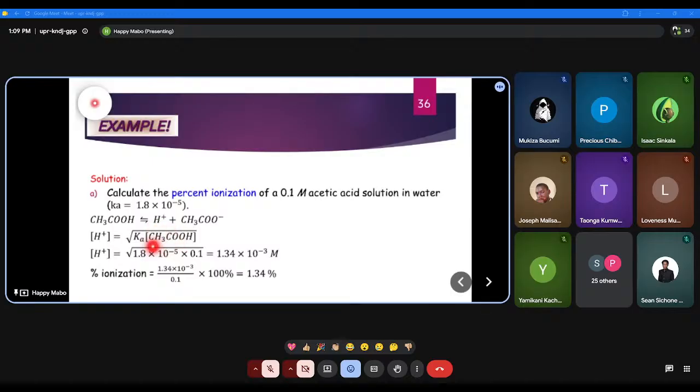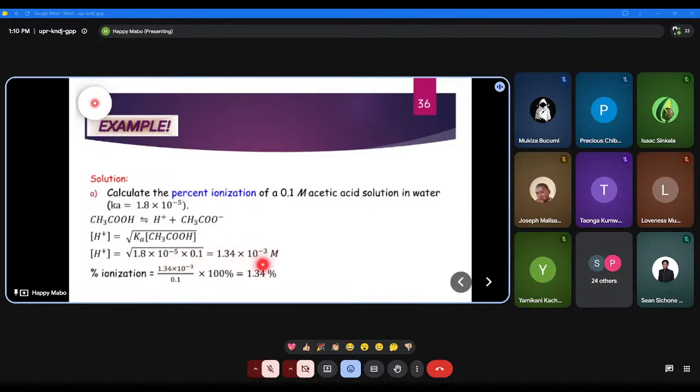Okay, yeah. So we said we would have to multiply the Ka value and the concentration of the acid that you have been given. Then you find the square root of the multiple, and that will give you the concentration of the hydrogen ions in solution. After we have found the multiple of the Ka value and the initial concentration for this particular acid, and we find the square root of the multiple, we get 1.34 times 10 to the power negative 3 molar concentration.